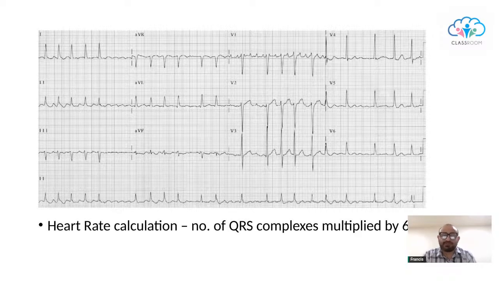Here I have just put up a 12 lead ECG which is showing atrial fibrillation, and heart rate calculation here is not calculated in the normal way, where you divide 300 by the number of big boxes or 1500 divided by the number of small boxes. Here, for heart rate calculation you count the number of QRS complexes in the long 10-second recording, and you multiply that by 6 to get the heart rate.